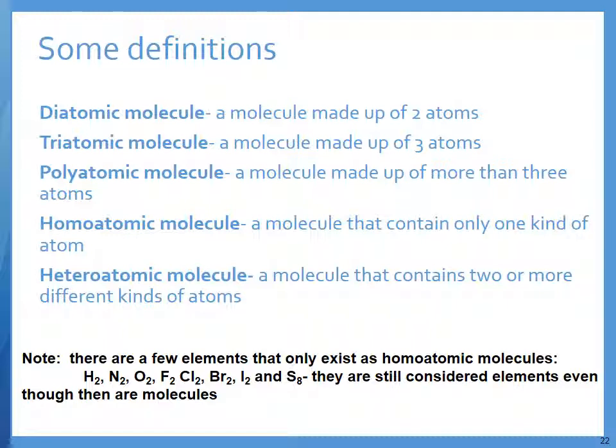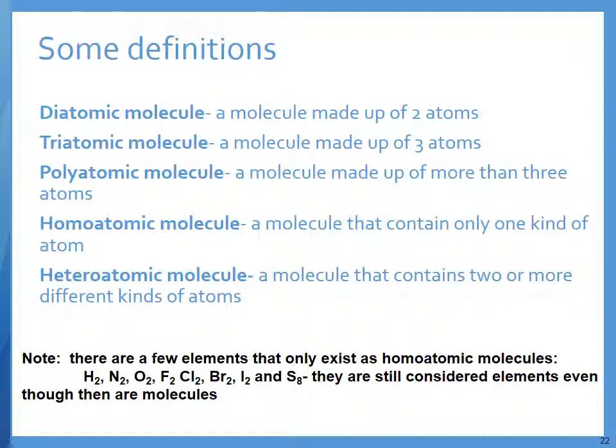F2, Cl2, Br2, I2 are all homoatomic. And then S8, sulfur only exists with 8 in one molecule. So they are still considered elements, even though they're molecules. As long as a molecule is homoatomic, we consider that an element. A heteroatomic molecule would be one that has more than one kind of atom, so 2 or more kinds of atoms. So H2O would be a heteroatomic molecule.